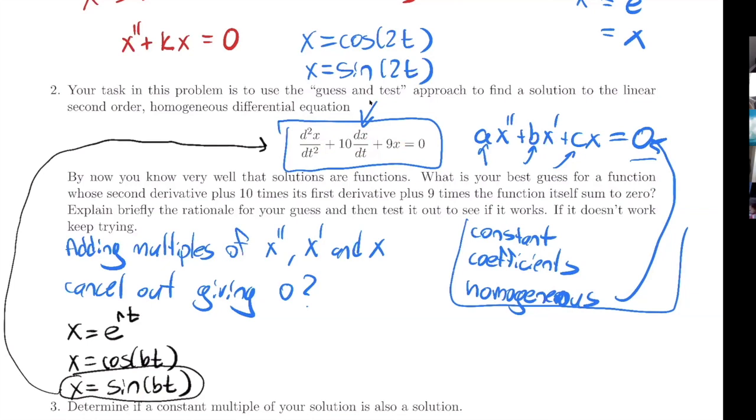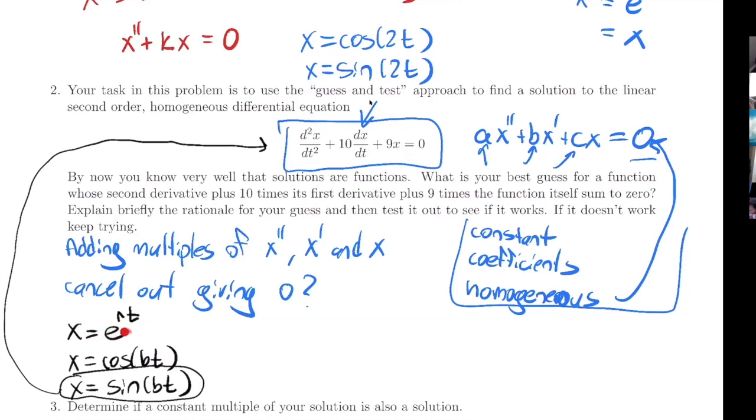And we can have a similar argument for why the cosine might not be the most logical choice from the get-go, because if I take the cosine and plug it in, the derivative is going to have some sine term that I won't be able to cancel out somehow with the other terms.